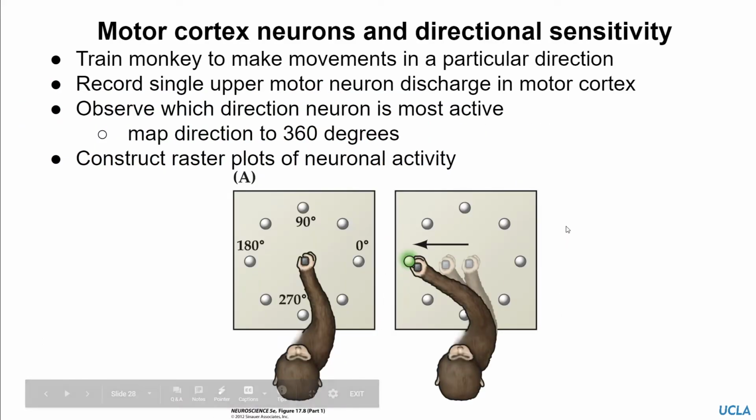And essentially what happened was they wanted to see if a specific motor neuron would help you move a specific direction. So if I move from here to here, does that activate a specific motor neuron? As opposed to if I moved here to here, would that motor neuron still be activated? Okay. So what they did was they trained a monkey to move in certain directions. They said, okay, monkey, you need to be able to consistently go to 180 or consistently go to 90 or 270 or 0 or whatever, okay?